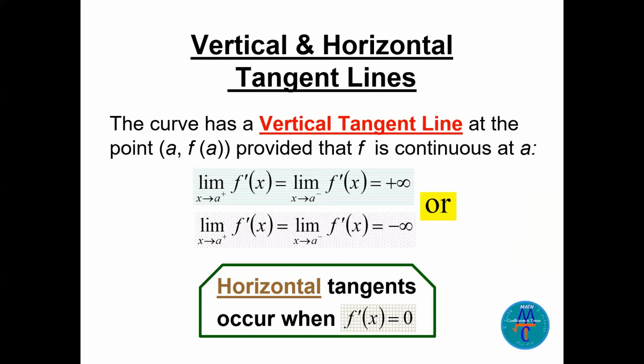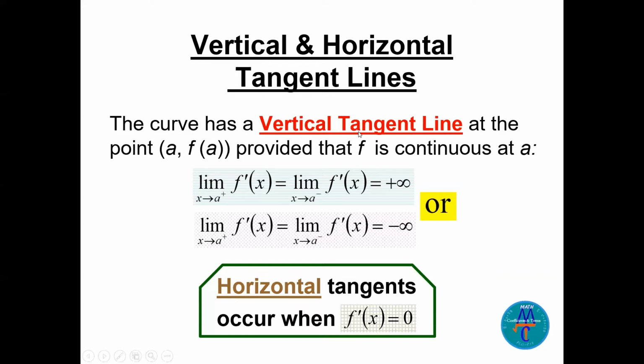Vertical and horizontal tangents. Let me start with the horizontal tangent, which is easier. For horizontal tangents, you find the derivative of the function, put f prime equal to 0, then find the values of x. At these values, you have the horizontal tangent.